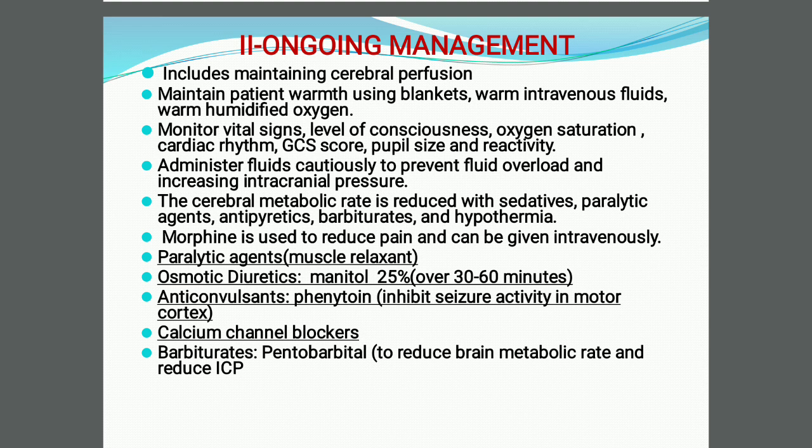So you will see mainly in head injury patients, we always prefer the osmotic diuretic, that is 25% mannitol, which should be infused over 30 to 60 minutes. Next, anticonvulsants or the anti-seizure drugs. Mainly they should be given because people with head injury are at risk of seizure during the first week after the head injury. So the phenytoin, we need to give it to the patient to inhibit the seizure activity in the motor cortex.